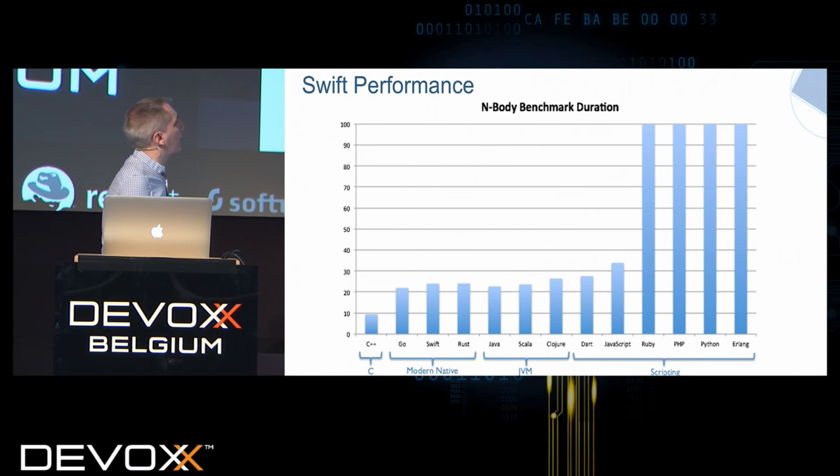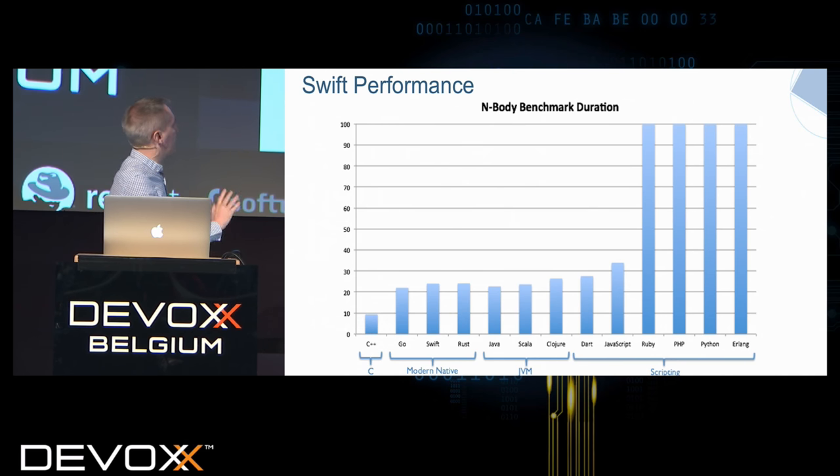So here we've got a graph with a whole bunch of different languages along the bottom. Each of these languages is implementing the same algorithm. This is a benchmark known as N-body. What it does isn't particularly interesting, but the point is it's a compute benchmark which is CPU bound.